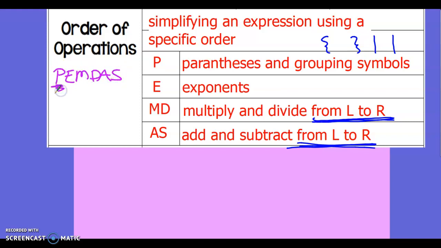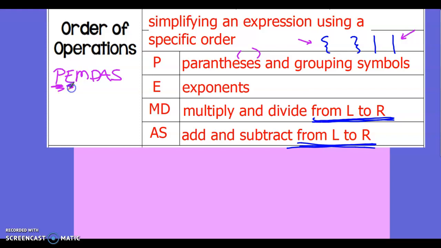The P stands for parentheses or grouping symbols. So it could be the regular parentheses or grouping symbols that look like these curly brackets here, or these absolute value bars right here. They're kind of like waving at you saying, hey, simplify me first. So you want to go inside parentheses or any grouping symbols and simplify them first.